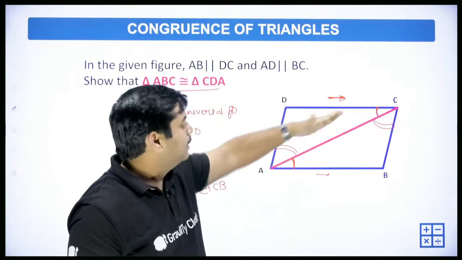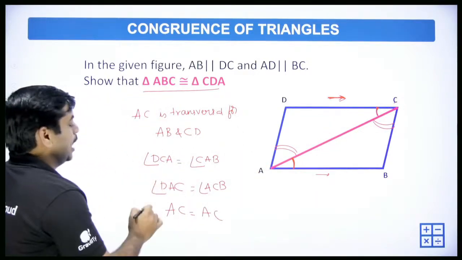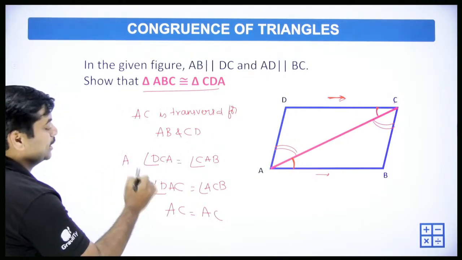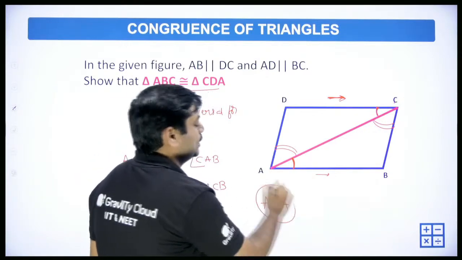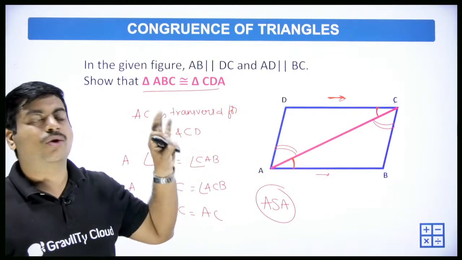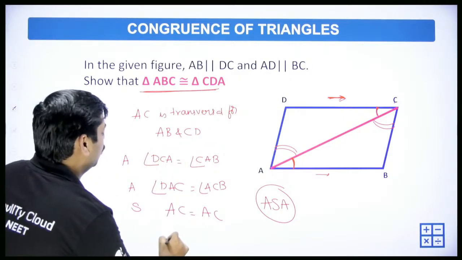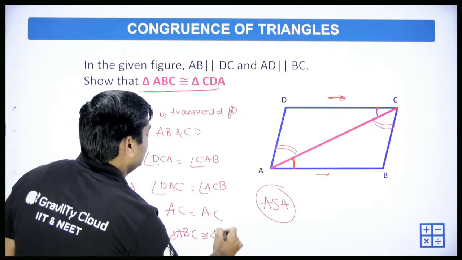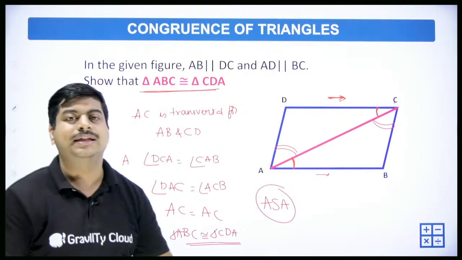So now this angle is equal to this one, this angle is equal to this one, and the common side is there, which is AC. AC is equal to AC, so it is angle, side, angle. So it is an ASA relation, right? So using the ASA relation, these two triangles are congruent. Therefore triangle ABC is congruent to triangle CDA, right?